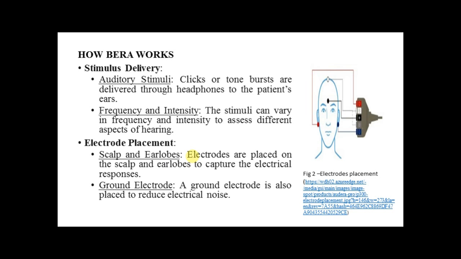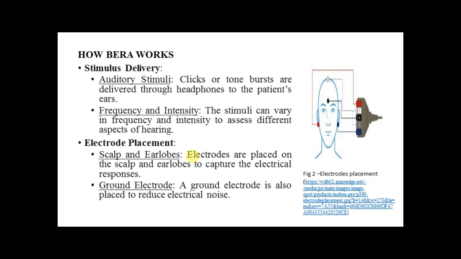Next is how the BERA works. Here is the stimulus delivery system. The auditory stimuli, which are clicks or tone bursts, are delivered through headphones to the patient's ear. Here in the diagram, as you can see, there are four electrodes being placed: one on the forehead, which is the ground; second, on the scalp, is the reference electrode; and two electrodes near the earlobe are active electrodes.